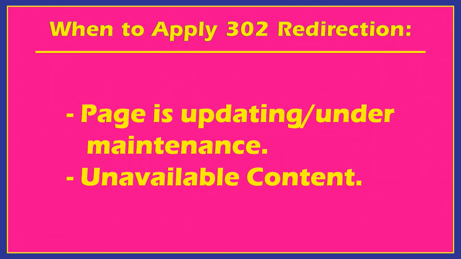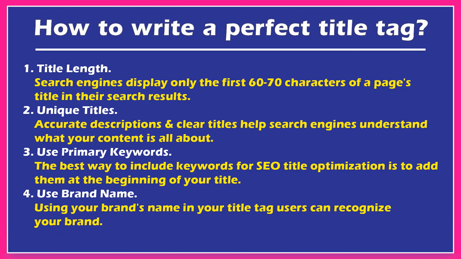When to apply 302 redirection: pages updating or under maintenance, unavailable content. How to write a perfect title tag. Search engines display only the first 60 to 70 characters of a page's title in their search results. The best way to include keywords for SEO title optimization is to add them at the beginning of your title.